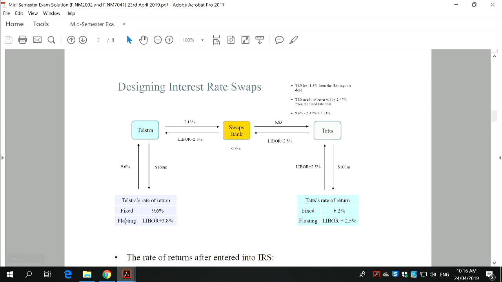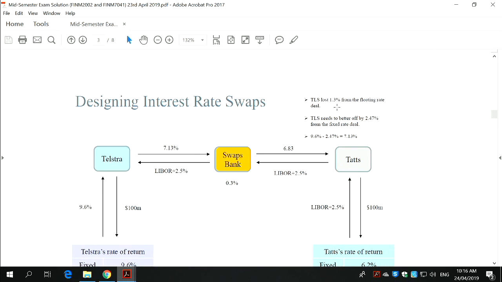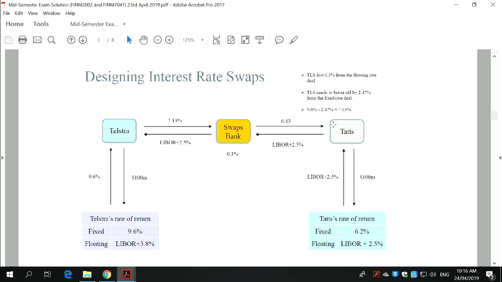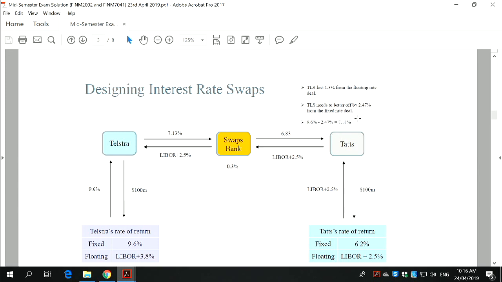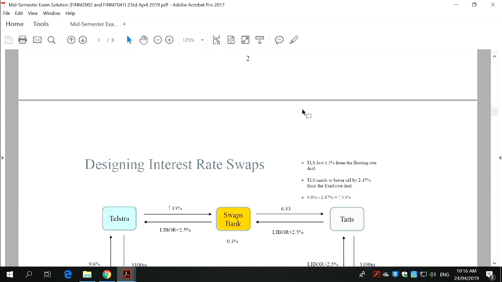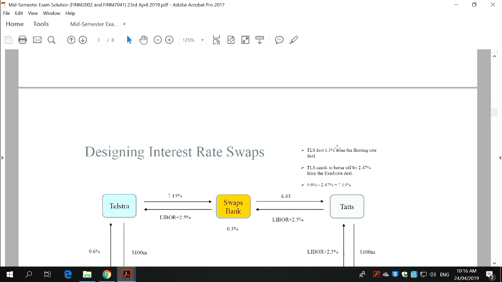Okay, so on the other hand, Telstra by himself can get LIBOR plus 3.8%, right, without Tesla Auto. In other words, Telstra kind of lost 1.3% from his floating rate deal. And remember, Telstra needs to be better off by how much? By 1.17%. So that's 1.17% plus the 1.3% loss from the floating rate deal, which means Telstra needs to be better off by at least 2.47% to achieve our goal.